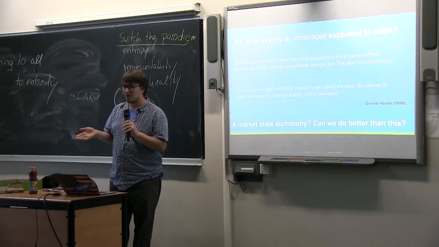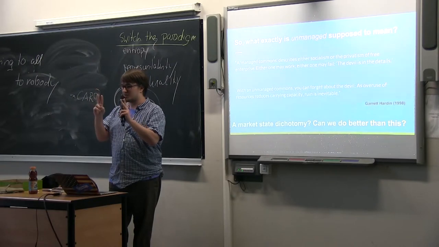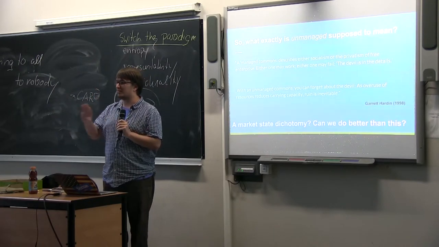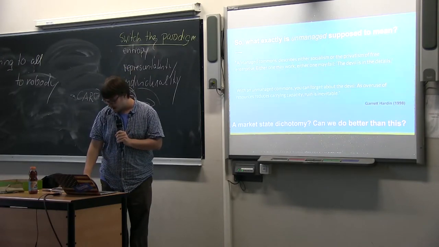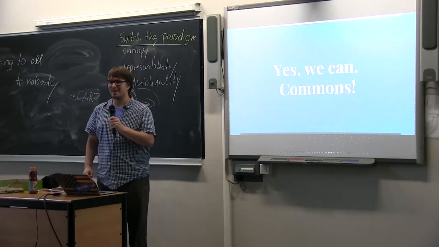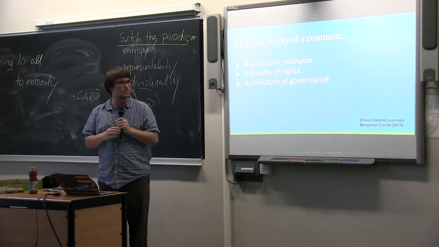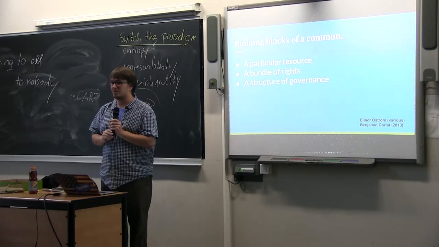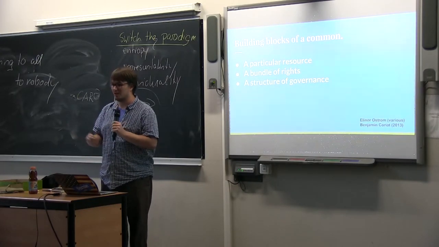ruin is inevitable. So what he gives us is a market-state dichotomy, that if you are to manage your commons, you're effectively either having the government take control of them or having private enterprise take control of them. But we can do better than that. We have the commons literature now. So I'm jumping into what's mostly coming from Elinor Ostrom, but the actual format is copied from a Cole Arts paper where he summarized a lot of her work.